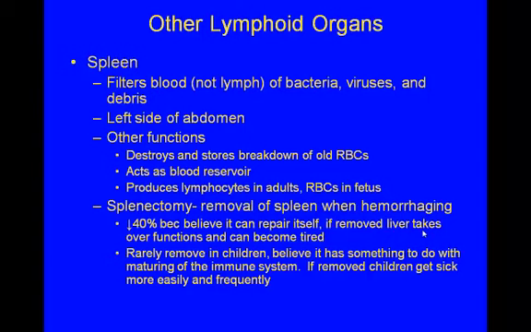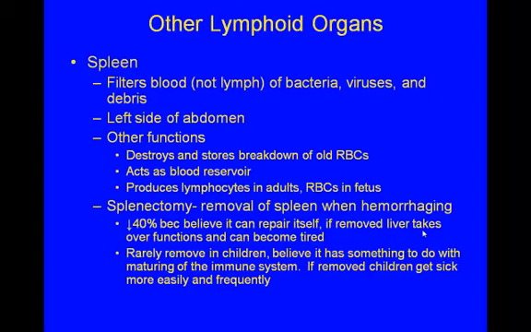Now remember, it also destroys and stores the breakdown of old red blood cells, because we want to recycle everything in the body. You know, you've got an old red blood cell, but the iron's still good, so we're going to keep it. It also acts as a blood reservoir. It can hold up to 25% of your blood at any time, which is also why a spleen injury is a very bloody injury. Now, it also produces lymphocytes in adults and red blood cells in the fetus.